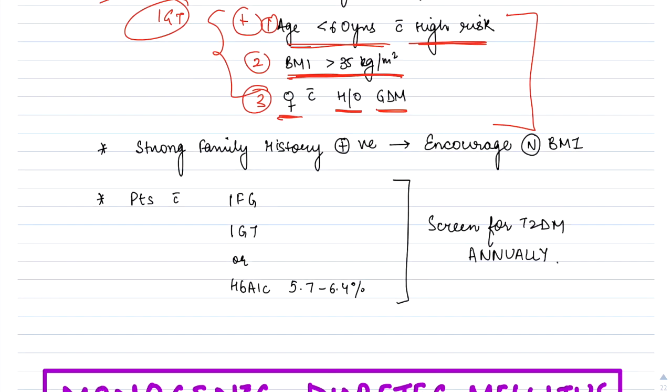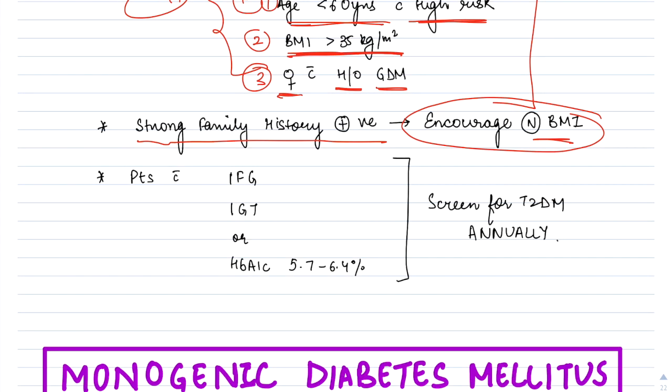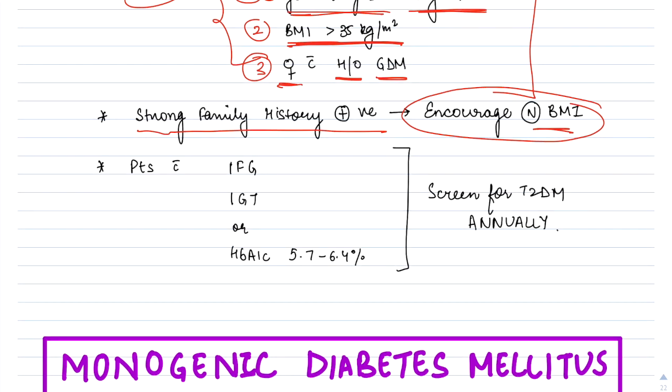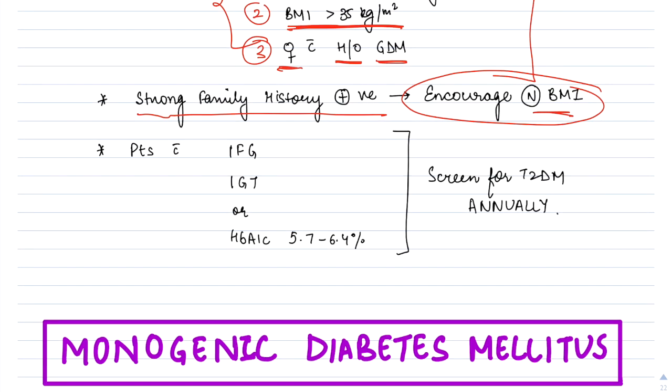Now, it has been said to encourage patients to have a normal BMI if they have a strong family history of type 2 DM. They should be encouraged to exercise and maintain diet control in order to achieve a normal BMI if they have a strong family history, because type 2 DM has a strong genetic component, and combined with obesity, it poses a high risk of development of type 2 DM.